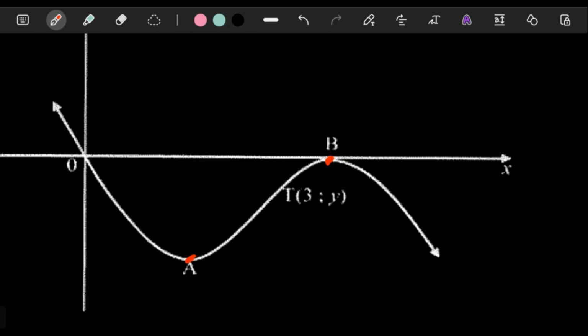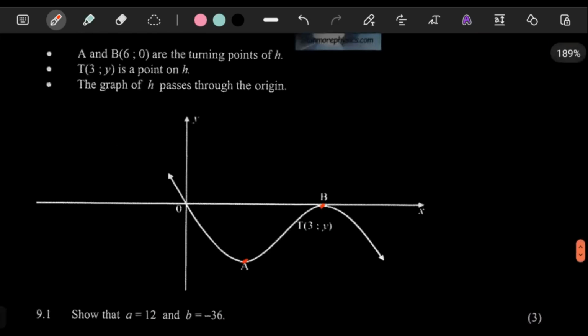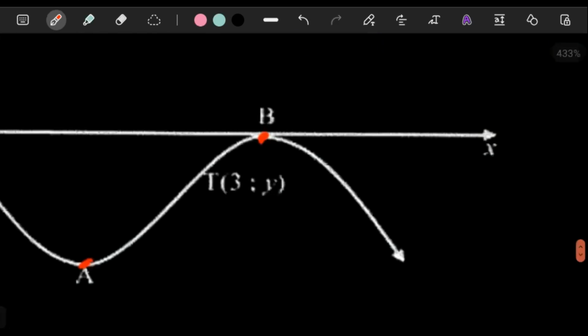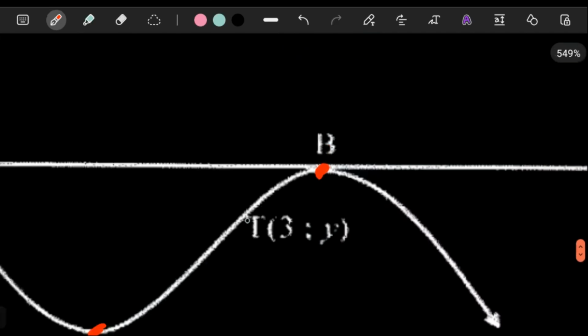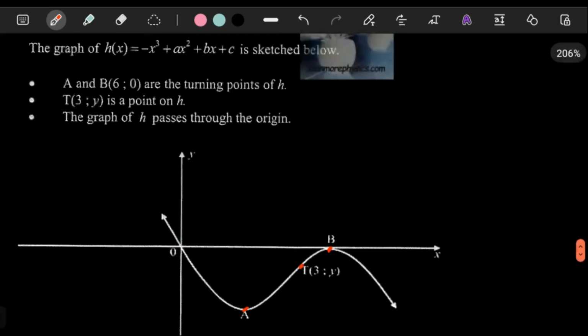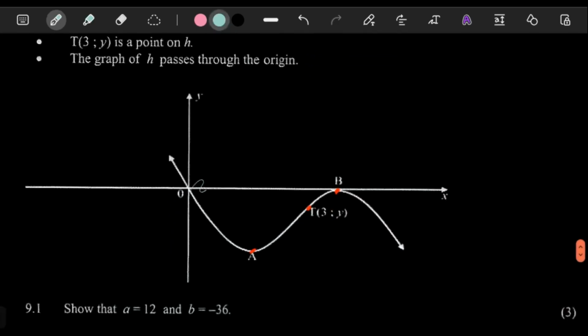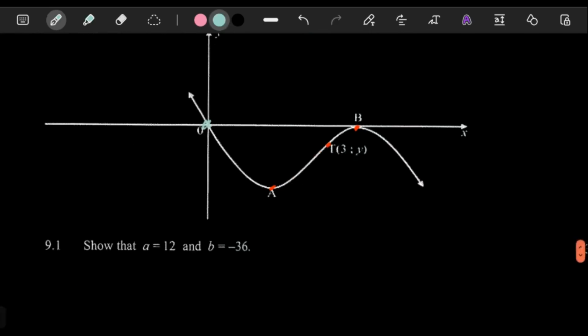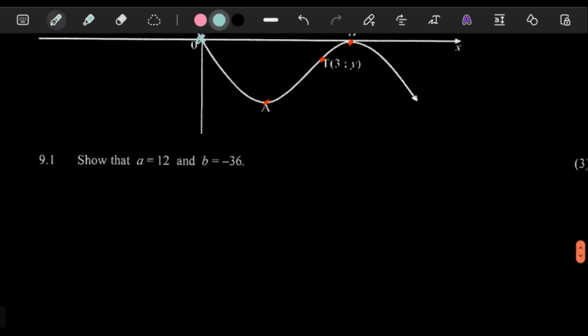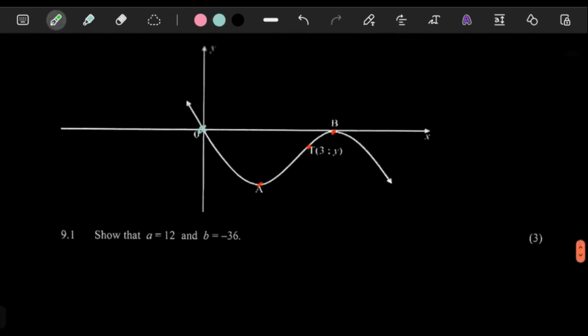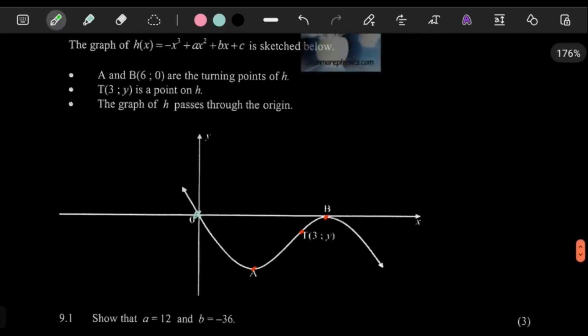So carrying on, let's see what we have to do. With everything that we're doing now, we have to be careful. There's a point T here somewhere. And then it says the graph of h passes through the origin. This is also good because the origin is also one of the x-intercepts. So this question looks very nice, to be honest. 9.1 says we get A and B, and that shouldn't be too difficult because there's a lot of information here that we can use to our advantage.